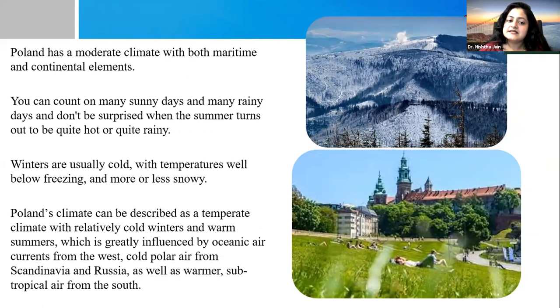Now, the climate. Poland has a moderate climate with both maritime and continental elements. You can count on many sunny days and many rainy days. Don't be surprised when the summer turns out to be quite hot or quite rainy. Winters are usually cold, with temperatures well below freezing and more or less snowy. Poland's climate can be described as a temperate climate with relatively cold winters and warm summers, which is greatly influenced by the oceanic air currents from the west, cold polar air from Scandinavia and Russia, as well as warmer subtropical air from the south.